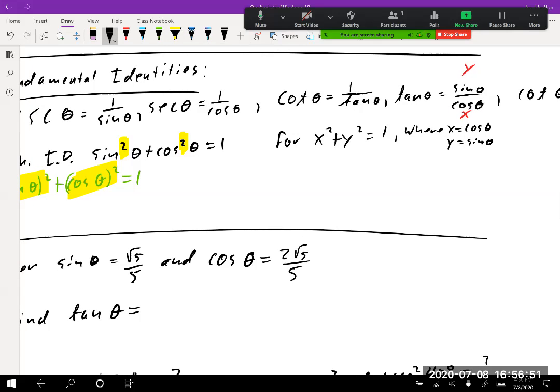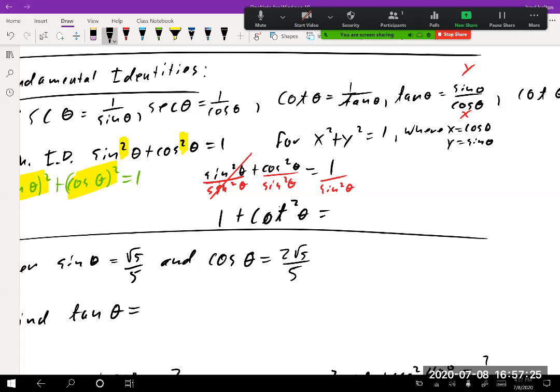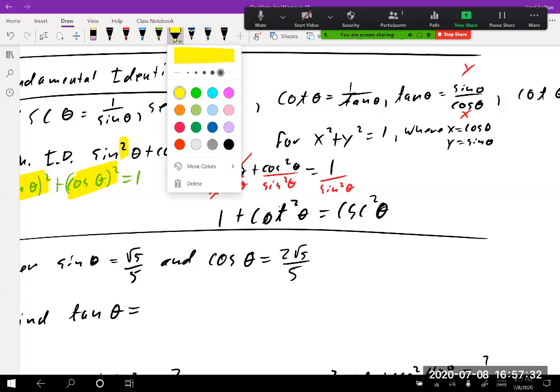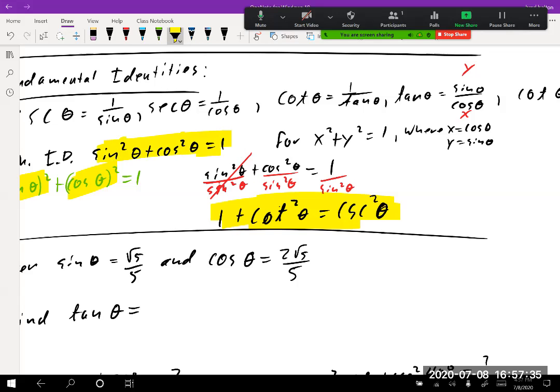So I wanted to show you guys that you could take sine squared theta plus cosine squared theta equals 1, and divide everything by sine squared theta. Now this would cancel, and this would become 1, plus, now cosine over sine is cotangent, and 1 over sine is cosecant squared theta. So this is another identity that is built from this identity.